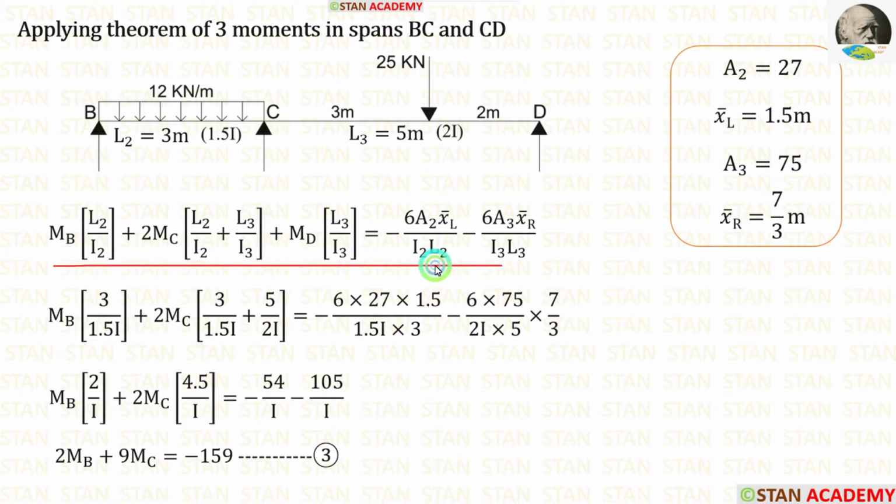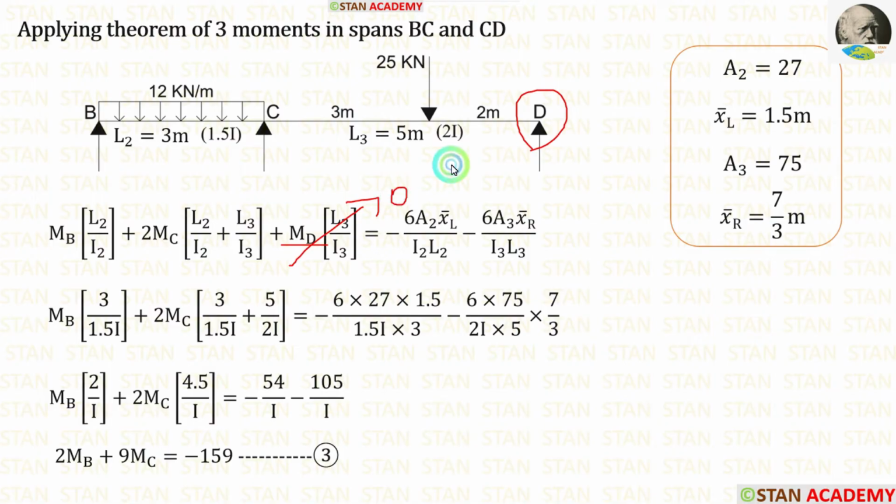Now in this equation, let us apply the values. L2 is equal to 3, I2 is equal to 1.5i, L3 is equal to 5, and I3 is equal to 2i. Also, let us apply the values of A2, x bar left, A3 and x bar right. MD is 0 because at the point D there is no moment. It is a simply supported end. So this term will be 0.